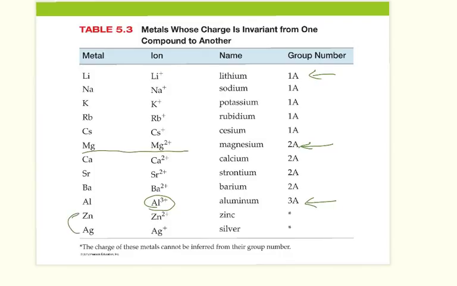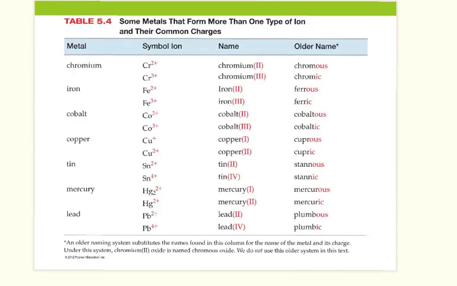In addition to that, we have zinc and silver, and you just have to remember that zinc will always have a positive 2 charge and silver will always have a positive 1 charge. Now, the metals that can form more than one type of ion are usually the transition metals. So chromium can be positive 2 or positive 3. Iron, also positive 2 or positive 3. Copper can either be positive 1 or positive 2. Tin can be 2 or 4. And these are all for reasons that are beyond this course. But you just have to know that these metals form more than one type of ion.